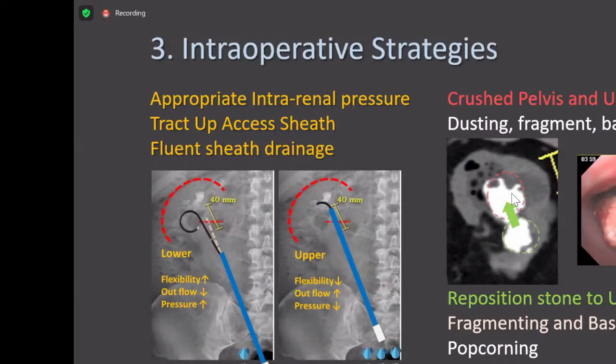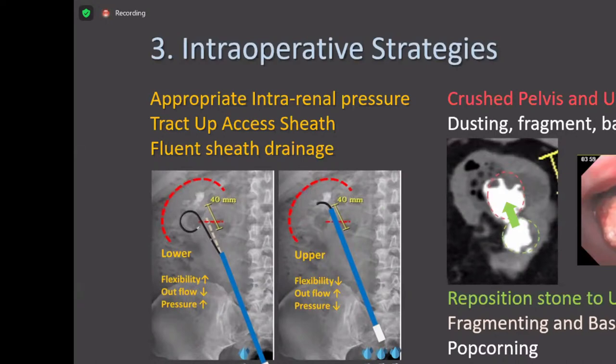First, we use the old lithotripsy technique, dusting the outside and fragmenting the tough inside core, and we use the basket to remove the fragments. And then we reposition the lower pole and middle pole stone to the upper pole. I think it's very important, because if you bang your instrument into the lower pole or middle pole, it's not easy to do.